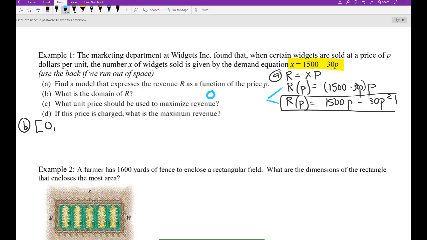Would you guys agree with the revenue? I can take it and set it equal to 0. If I set this equal to 0, I'm just going to take the factored form. Would you agree that I would have 1,500 minus 30p as one factor? Then the other factor is p equals 0. If I solve for this, p comes out to be 50. So these are my two endpoints of the domain. The lowest is 0, and the max I can set is 50.